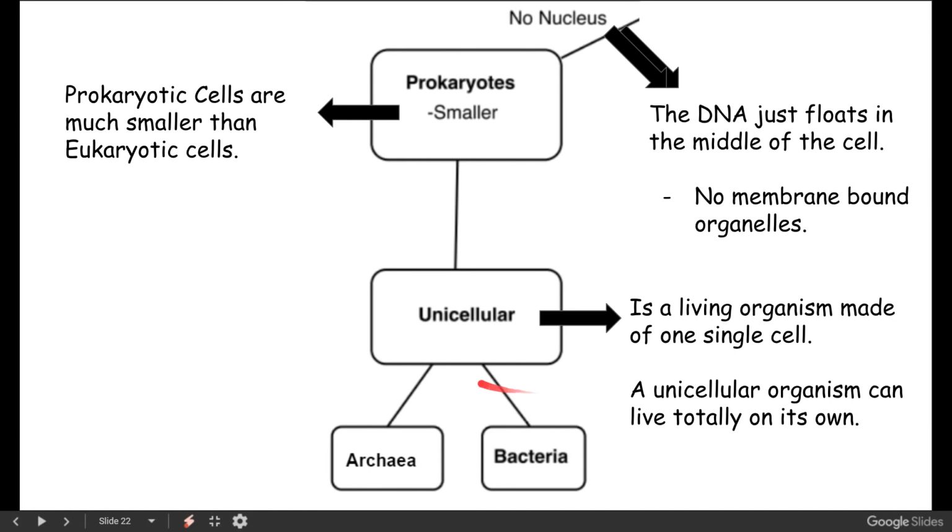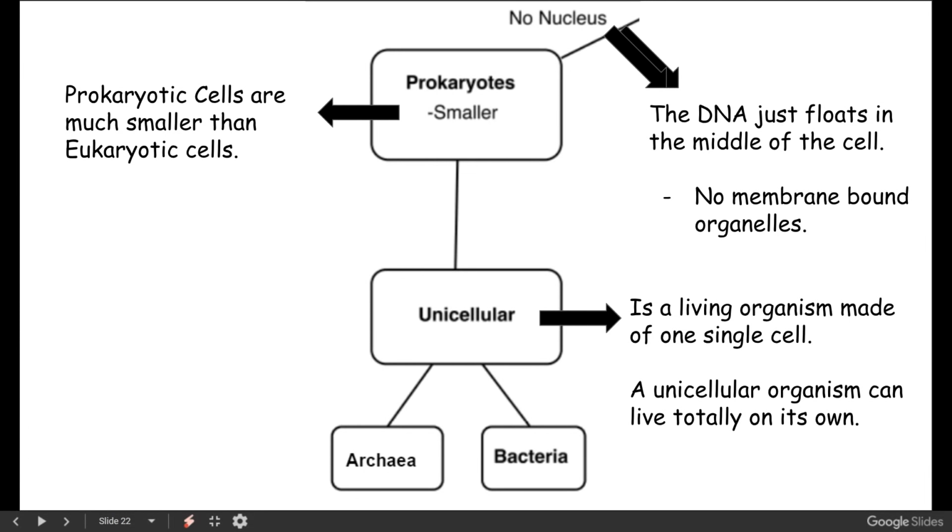And you can remember this because uni in unicellular, uni means one. Similar to the word unicycle, unicycle means one cycle, or one-wheeled cycle. So a bike with one wheel would be a unicycle. So here, unicellular means a living organism with just one cell. So unicellular means one cell.